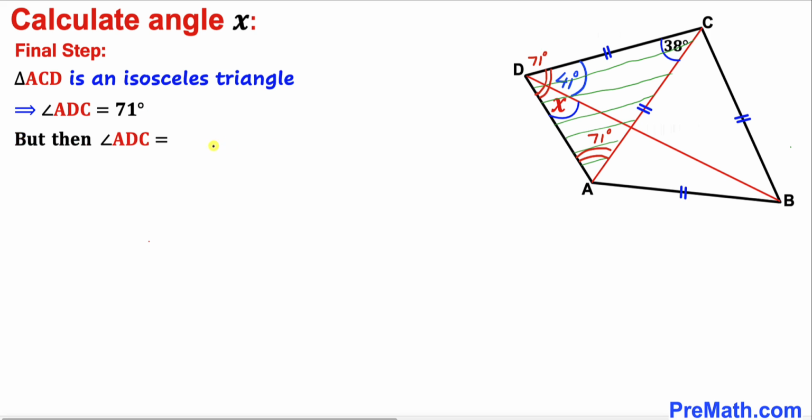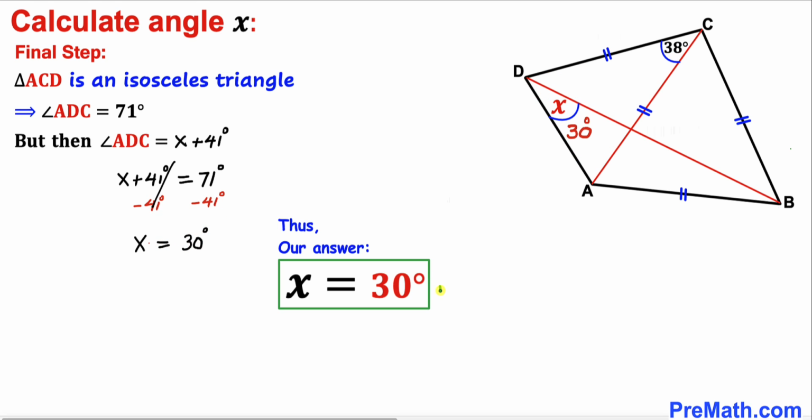Then we can also see that this ADC angle is the sum of these two angles, X plus 41 degrees. Now let's equate these two equations. We're going to write down X plus 41 degrees equal to 71 degrees. Now let's go ahead and subtract 41 degrees from both sides. This is gone. So our angle X turns out to be simply 30 degrees. Therefore our angle X turns out to be 30 degrees.